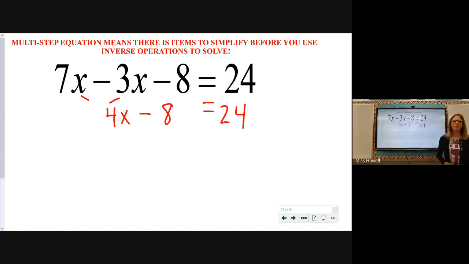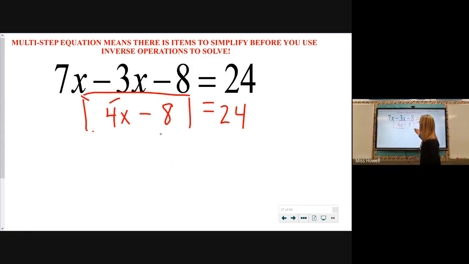Now that we have the problem back in its most simplified version, when we look at our side here that has x, again, we can see there's two things in there. There's a times by 4 and a subtract 8, which means this is a two-step or two inverse operation problem to solve from here. I cover up my x term. What I can still see in my box of subtract 8 is what I need to remove first.